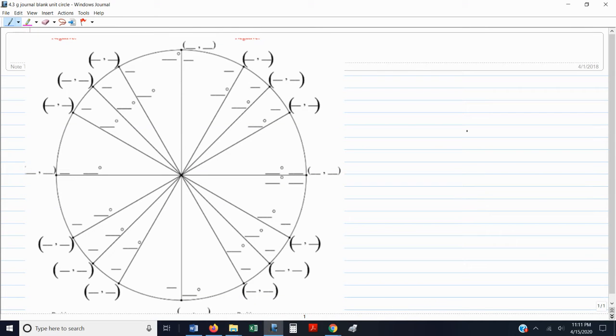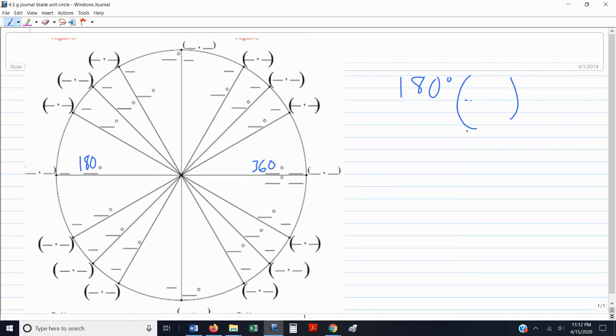Hi everyone, this is part 2 of the unit circle. So in the first video, we filled in all of the degrees, and now we're going to fill in all the radians. So first, this is 180 degrees, and this is 360 degrees. And I'm going to change those to radians.